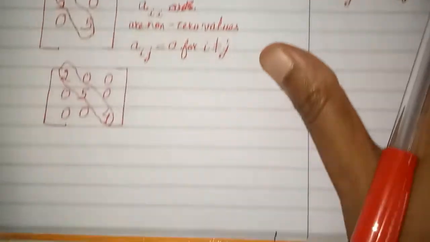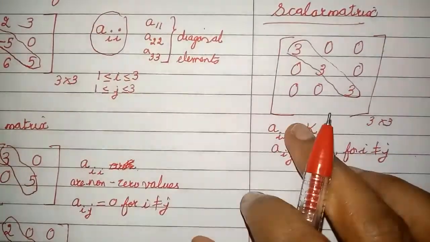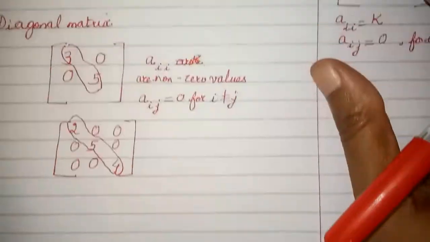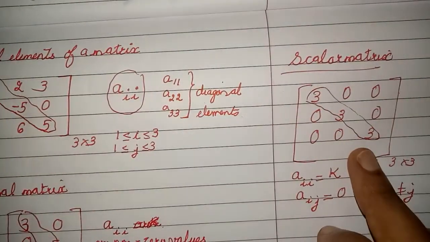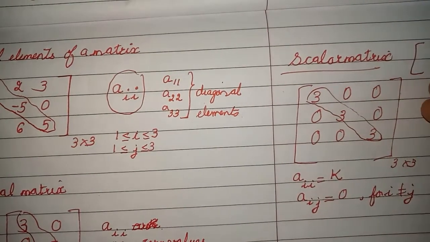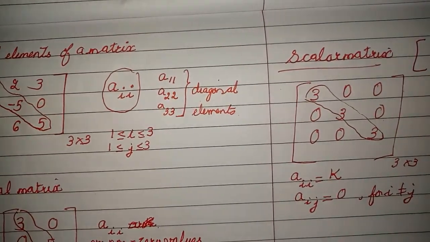So if you compare your diagonal and your scalar, the only difference is that here all the values are different and here they are the same values. So it is called a scalar matrix. So how will it look for a 2 cross 2 matrix?